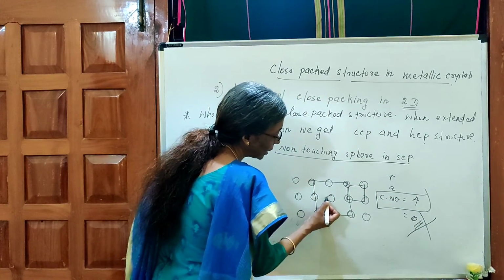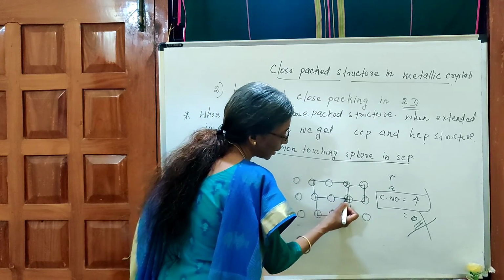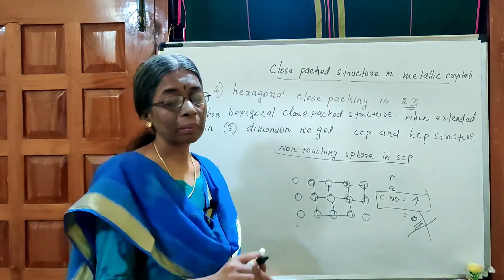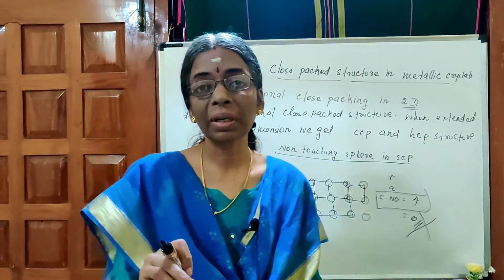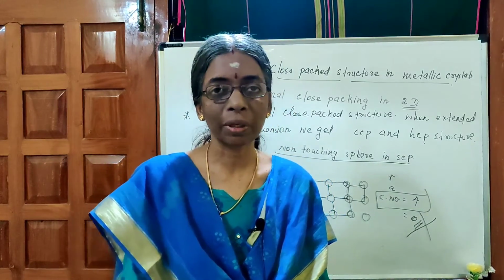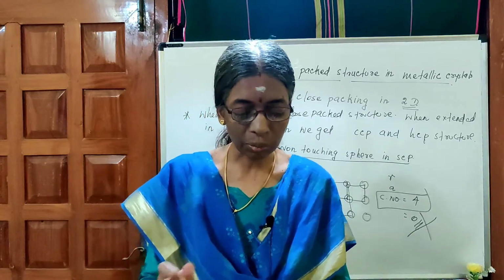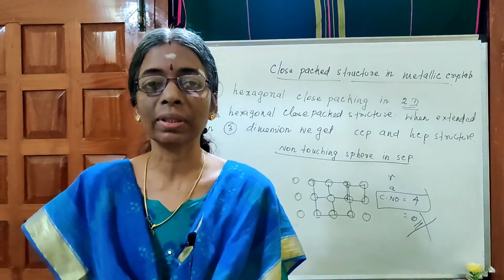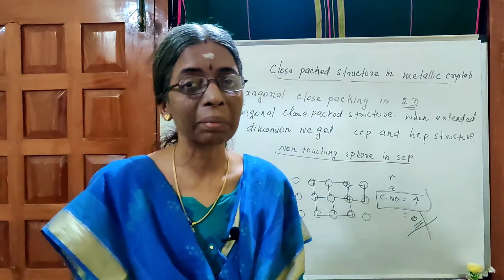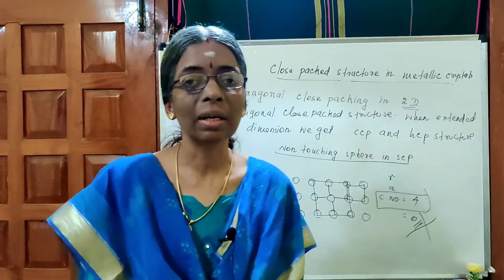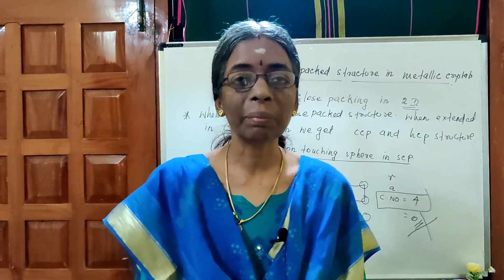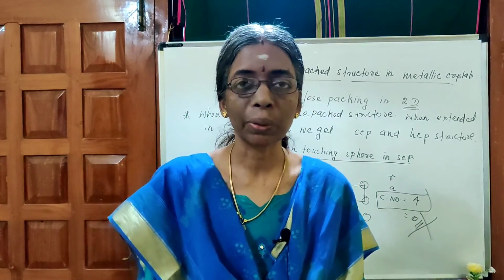If you see this, this is the nearest one, this is the nearest one, this is the nearest one, and this is the nearest one. So the number of nearest neighbors is called the coordination number, not always the number of spheres touching the given sphere. Sometimes the sphere arrangement may be without touching. Non-touching spheres are also there. So remember this: coordination number is the number of nearest neighbors in the given structure of the crystal lattice. Okay, thank you. The remaining three-dimensional packing we will see in the next video. Thank you, children.